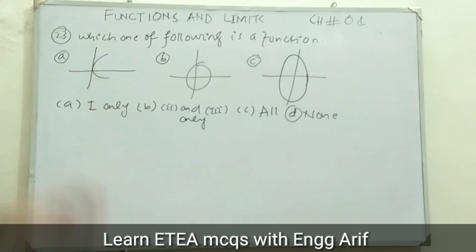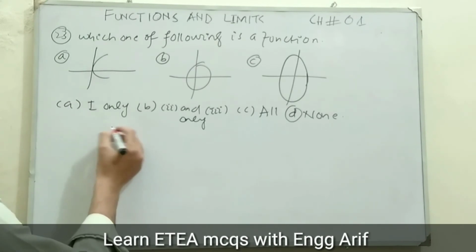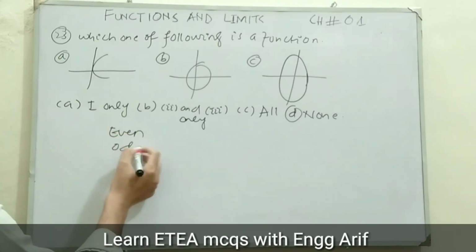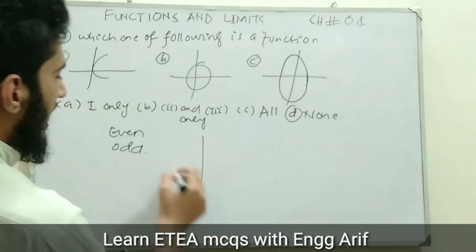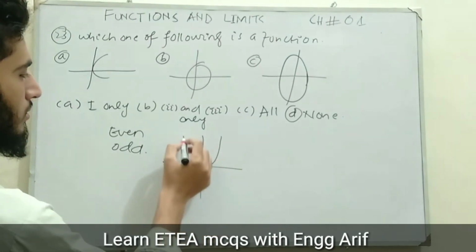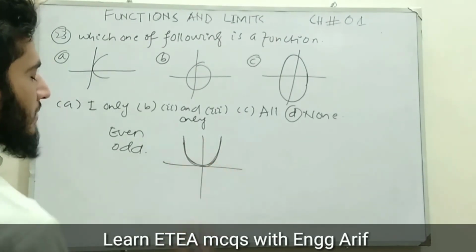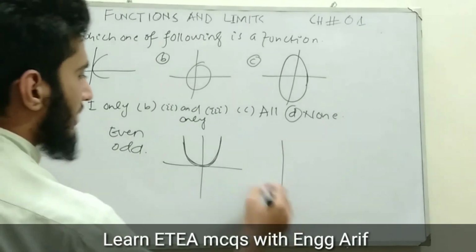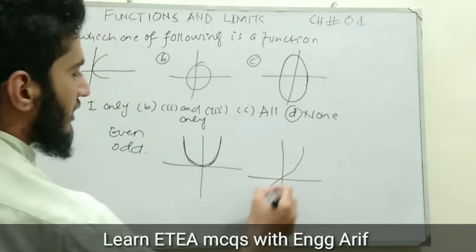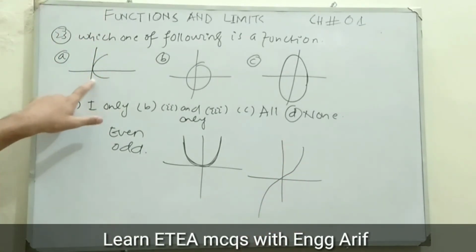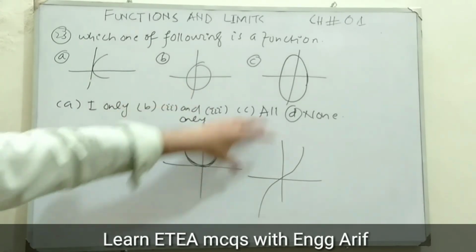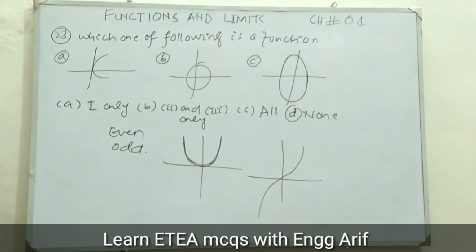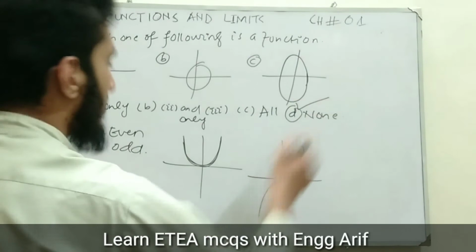Remember, in geometry we have two kinds of functions, even function and odd function. The geometry of an even function is symmetric about the y-axis, and the geometry of an odd function passes through the origin. Here, this does not obey these two shapes, this also does not obey this shape, and this also does not obey this shape. So it means the correct option will be none, option D.